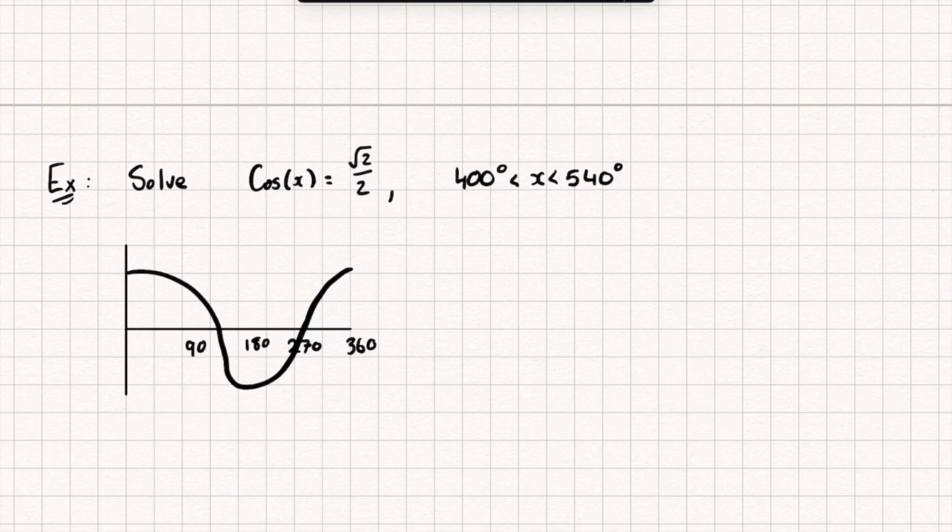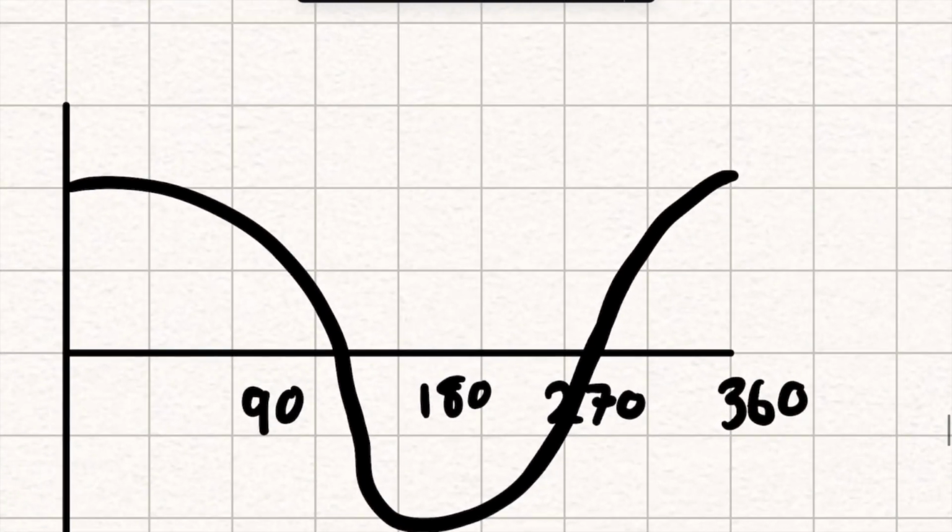Next, I'm going to do inverse cos of √2/2, and that would tell me that x equals the inverse cosine of √2/2. And if I type this into my calculator, it tells me that there's a solution at x = 45 degrees. And so what I can do is zoom into my graph, and I can mark on that solution here. So here's x = 45 degrees.